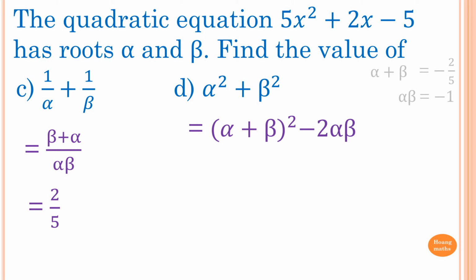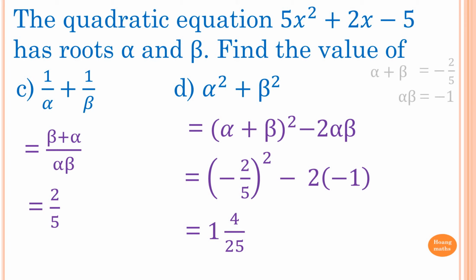So alpha plus beta squared is equal to this. And 2 lots of alpha beta is just 2 lots of minus 1. Just substitute the values in, that's all. And then using a calculator, I get this. So the answer is 1 and 4 over 25.